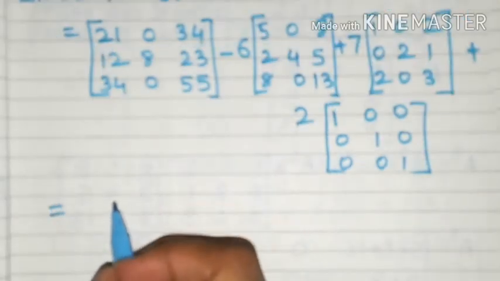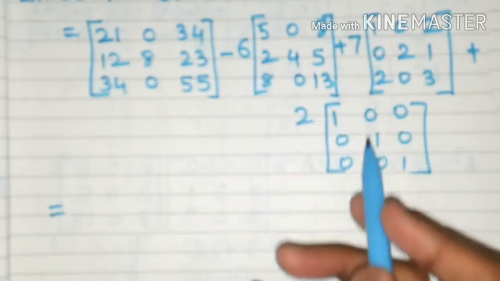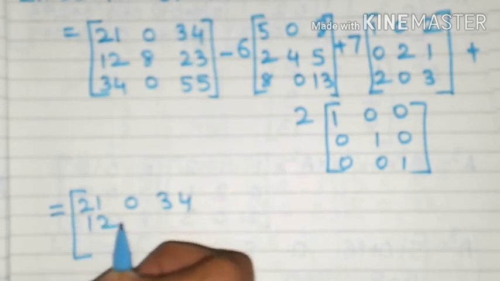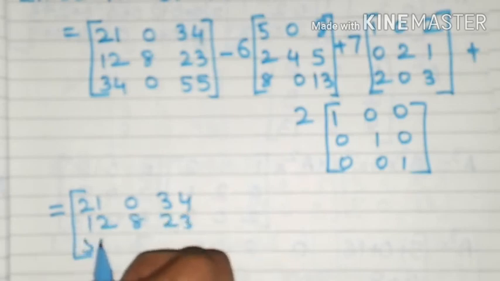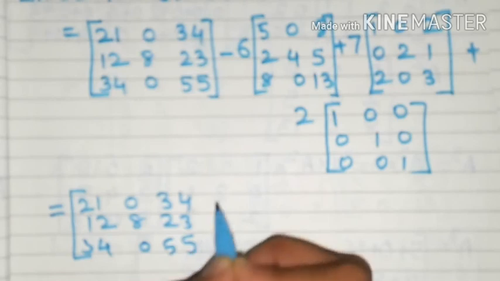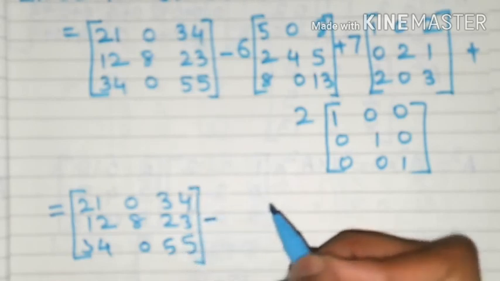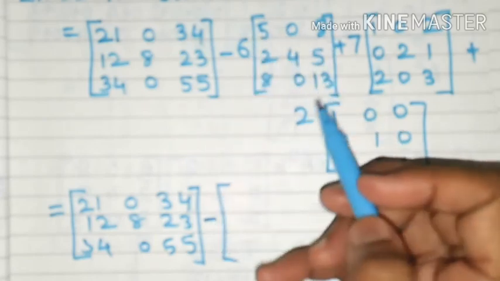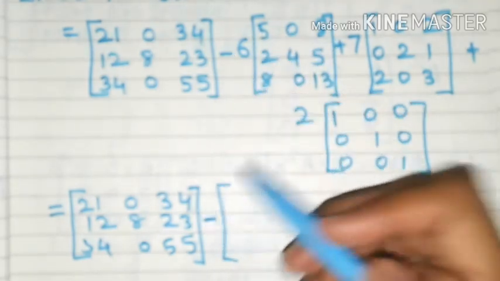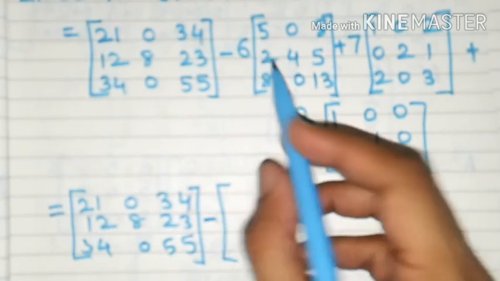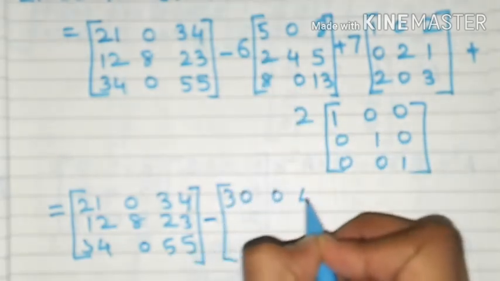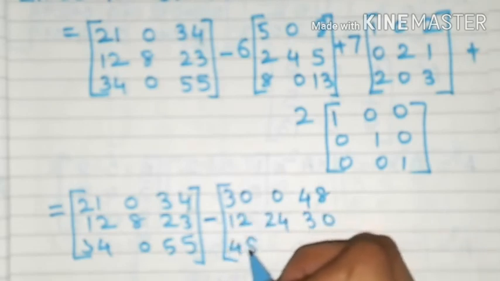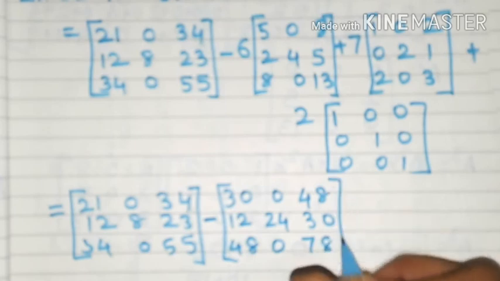Now in the next step, we have to multiply each matrix by the scalar. So let's do that. We'll keep this matrix as it is: 12, 8, 23, 34, 0 and 55. Now this minus sign, I'll keep it outside. It's better because otherwise I have to put minus everywhere inside the matrix. So it's better to keep one minus outside. So let us multiply this matrix by 6. We'll get 30, 0, 48, 12, 24, 30, 48, 0 and 78.